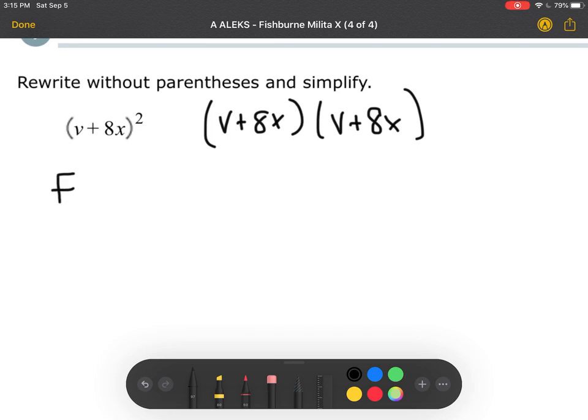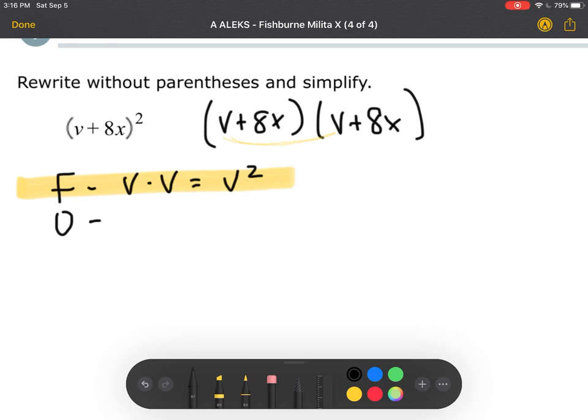So the F is first, right? I'm going to try and do this in another color-coded way. So the F is your first, which is v times v, which is v squared. I'm going to highlight this in yellow. That's your first.